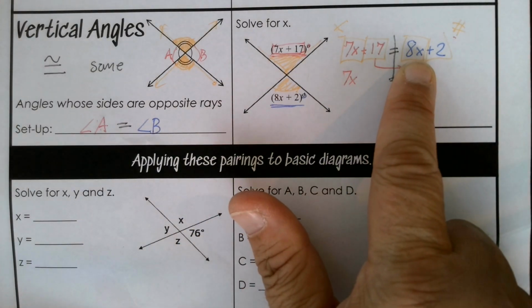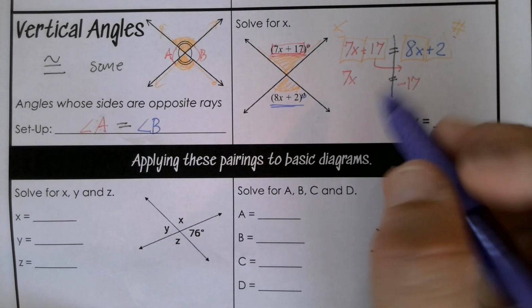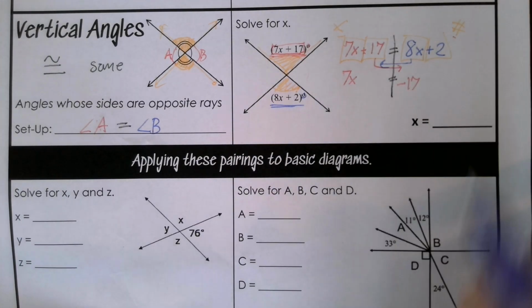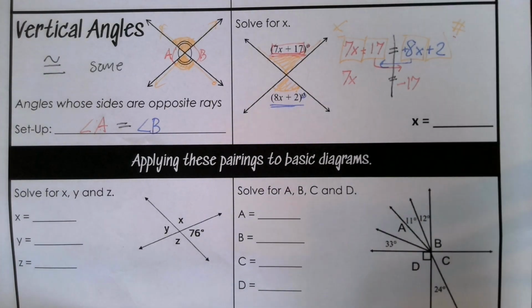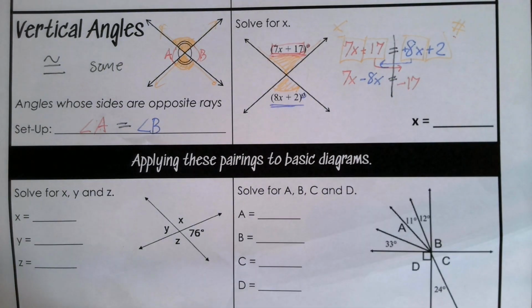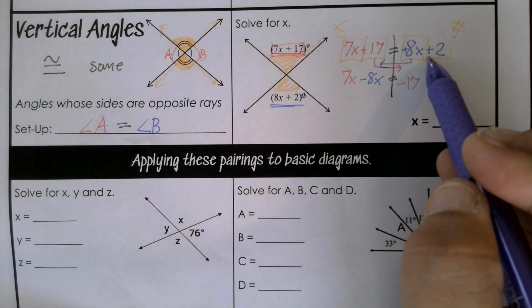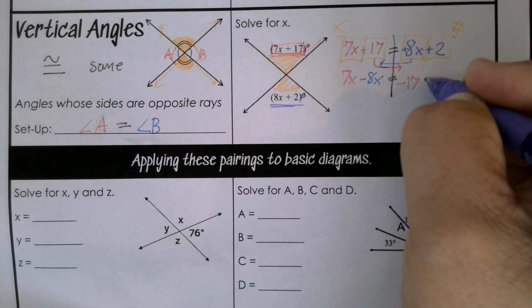Now, on the right, I have an 8x, but the 8x is on the number side, so it has to move to the other side. And it was plus, if you don't see a sign, so now it becomes minus 8x. Finally, our plus 2 is a number. It's on the number side, so it can stay.